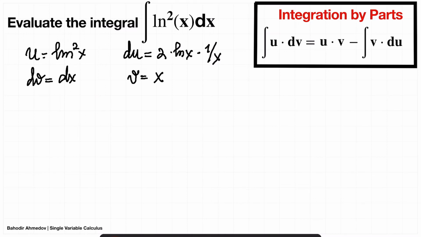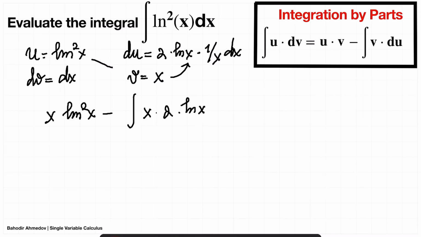Then I'm going to use the formula again. So uv is x times the ln square of x minus the integration of v du. It is going to be x times 2 times the ln of x times 1 over x dx. You can see here that in the second integration, we just need to integrate 2 times the ln of x. So I'm going to integrate ln of x separately here.